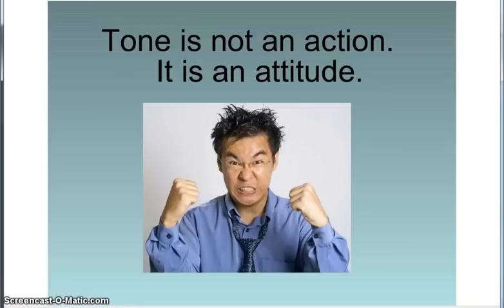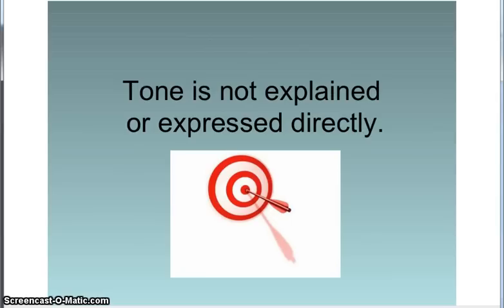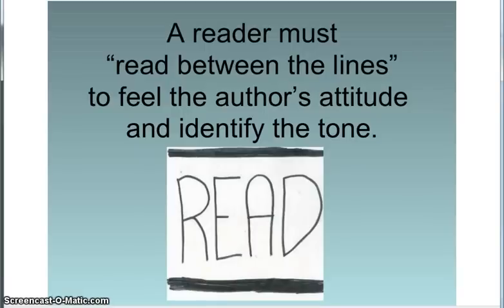Remember, tone is not an action, it is an attitude. Tone is not explained or expressed directly. You're not going to read a passage and have it say, the tone of this writing is angry. No. You have to figure out the tone based on what the author has written, the word choice, the words that are used. A reader must read between the lines to feel the author's attitude and identify the tone. In other words, the reader has to make inferences about the author's attitude based on what he or she says.